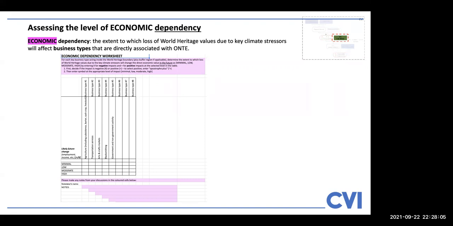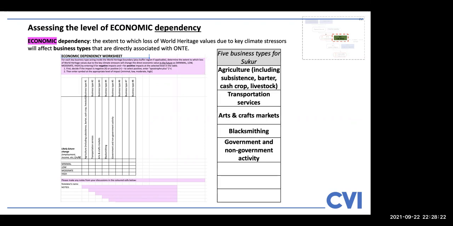So these worksheets and the information here will be available to you tomorrow for the breakout groups. We want you to have those discussions together with the other members of your breakout group. Firstly, we have the 5 business types for Sukur, and you'll notice there's some gaps at the bottom. That's just in case we come up with a 6th business type that we want to include during our workshop reflections this afternoon and discussions together tomorrow morning.